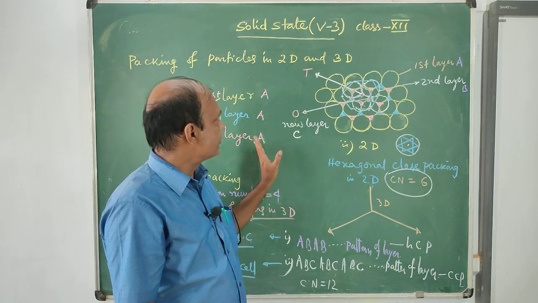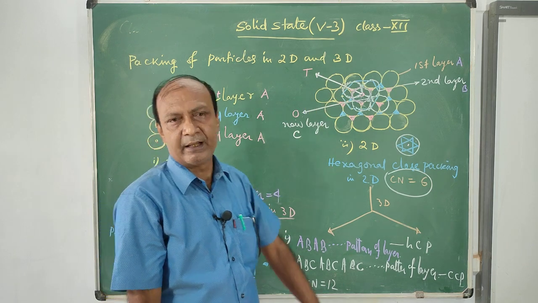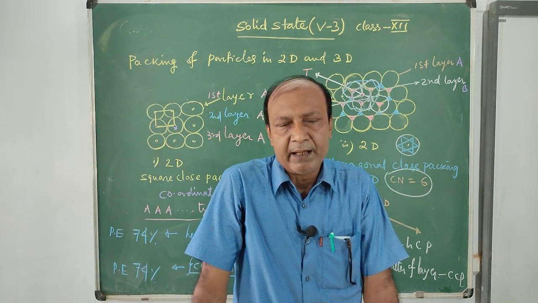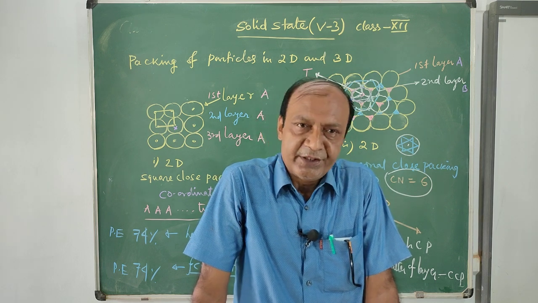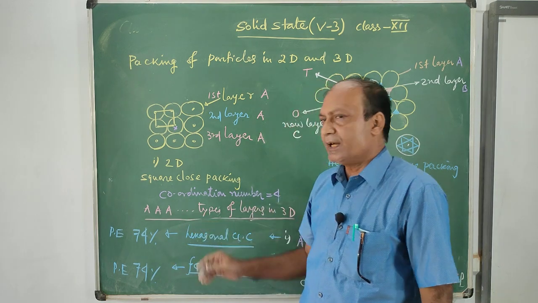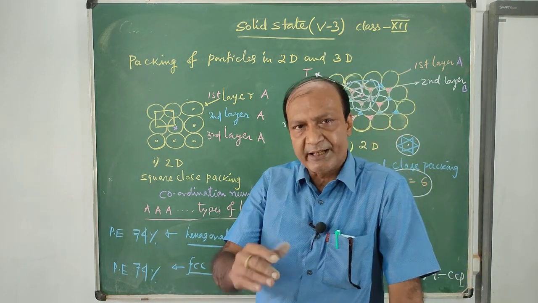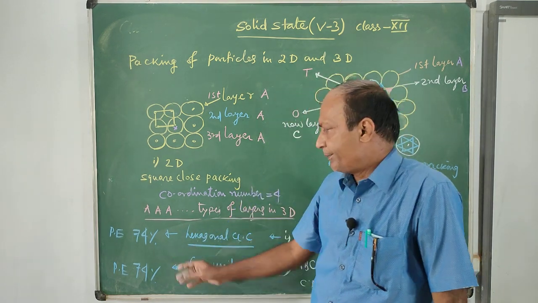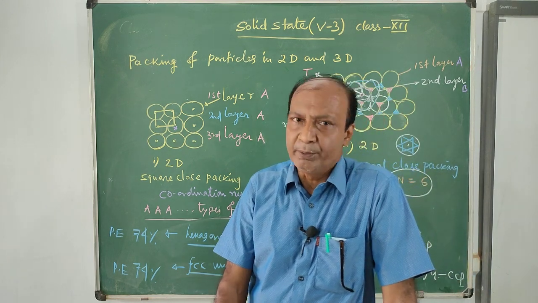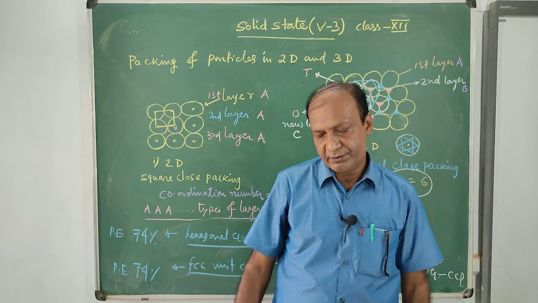So these two types of arrangements in 2 dimension and 3 dimension, you have seen their differences, similarities, their unit cells, and their packing efficiency. Of course, I will show you the packing efficiency by calculation in the next video. You will see their packing efficiencies are the same, 74%. Okay, you will prepare this much. Okay boys, thank you.